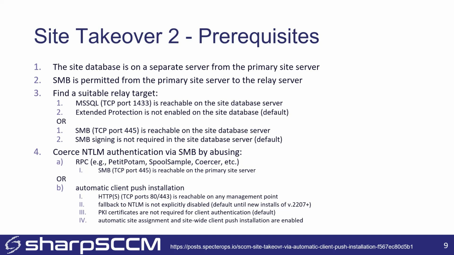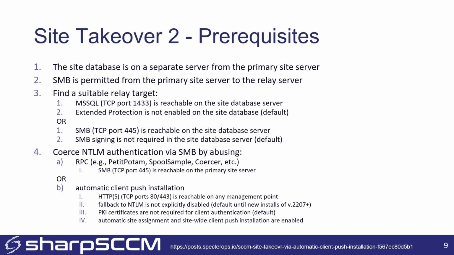In our demo, we're going to target the MS SQL service on our site database. And the site database needs to not have extended protection for authentication enabled, which is the default setting, so we should be okay. Fourth, we're going to coerce NTLM authentication over SMB. We need to decide between using RPC or automatic client push installation. They're useful for different reasons and different circumstances.